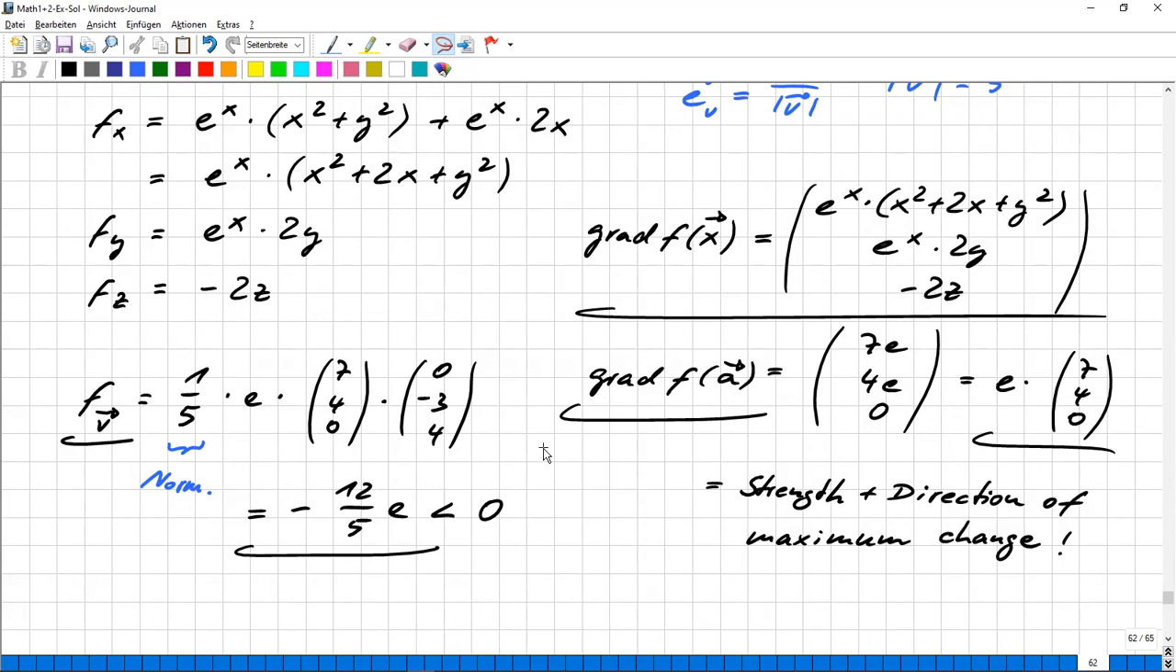So in this case, I even get a negative result. You see, because you know what this is? Normalization by the length of this v vector, but then also 7 times 0 plus 4 times negative 3 plus 0 times 4. You see, this is just negative 12, and then over 5 and times e. So this is a negative result. It means that the increase of our function per unit length in this spatial direction is actually negative. It means it's a decrease.